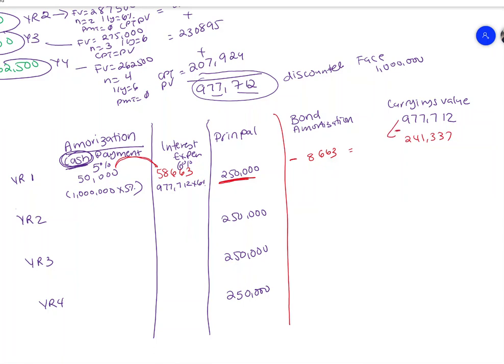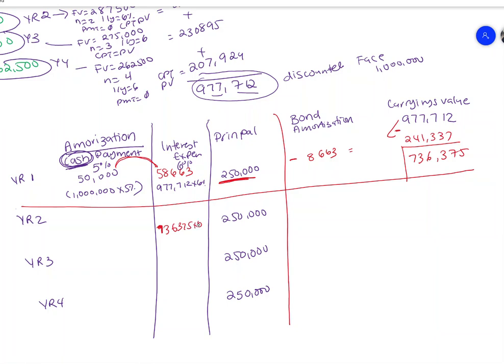So that's how much the bond, when we are calculating the carrying value of the bond, came up to be 736,375. And then for your next interest expense, it will be using 736,375 multiplied by the 6%. It will give you 44,183.